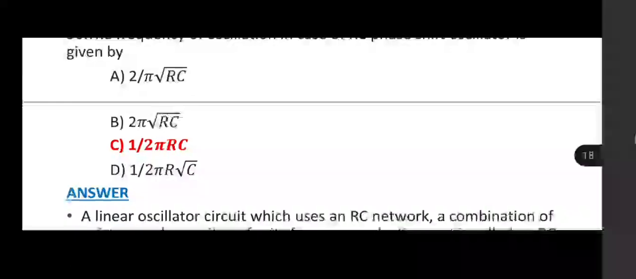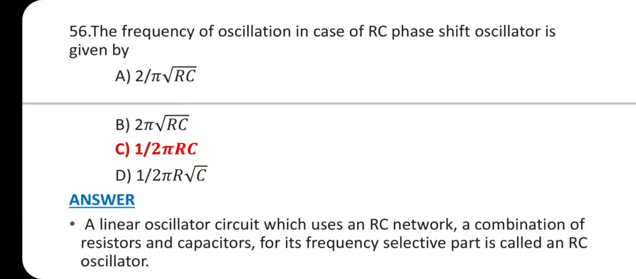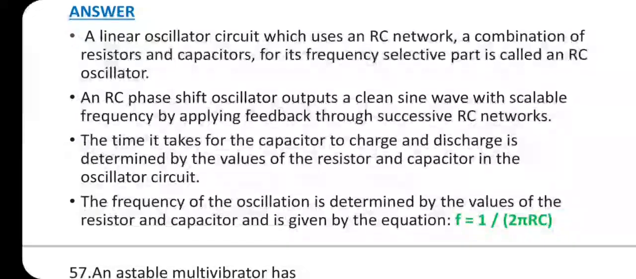Consider the question number 56. The frequency of oscillation in case of RC phase shift oscillator is given by. Answer is option C, 1 by 2 pi RC. A linear oscillator circuit which uses an RC network, a combination of resistor and capacitors for its frequency selective part is called an RC oscillator. An RC phase shift oscillator outputs a clean sine wave with scalable frequency by applying feedback through successive RC networks.